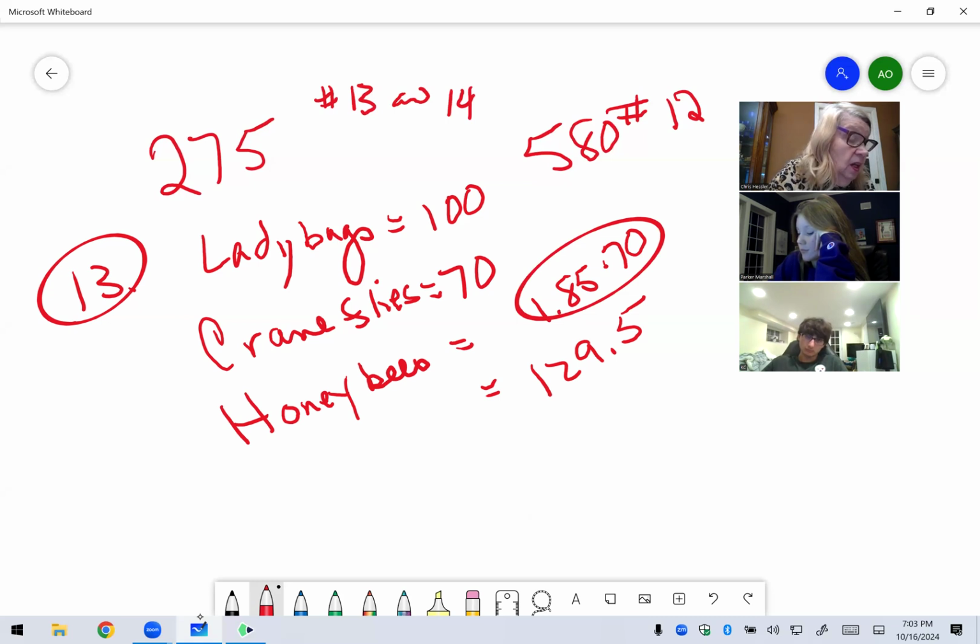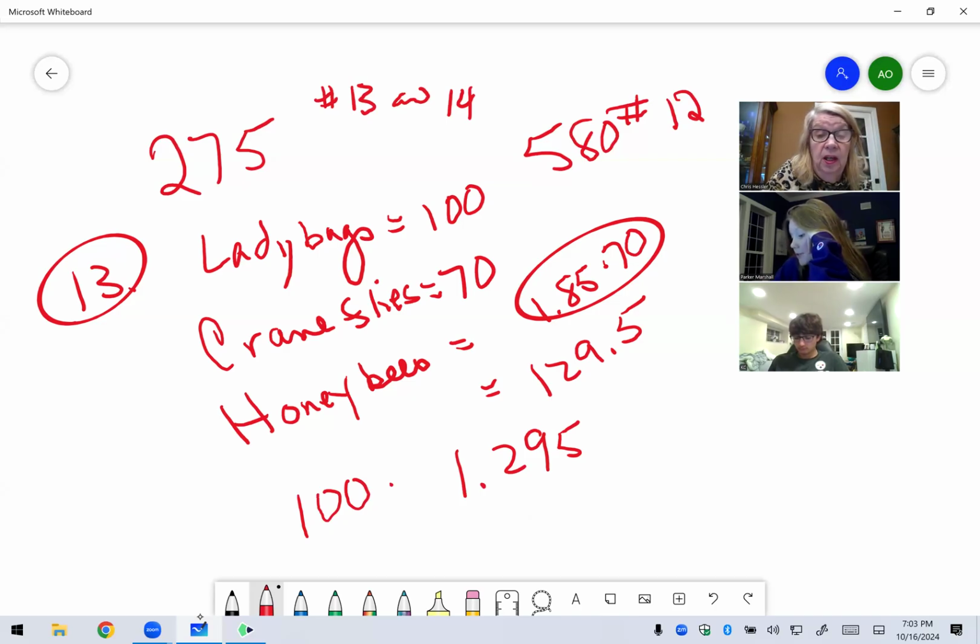Now it says the number of honeybees is how many times the ladybugs. And so it's going to be 1.295. Now that one you have to think about, because I would have to multiply 100 times. They're meant to trip you up there to get this number. So think about that one for a second. We're in the real hard zone. Parker's sort of okay. Jason?